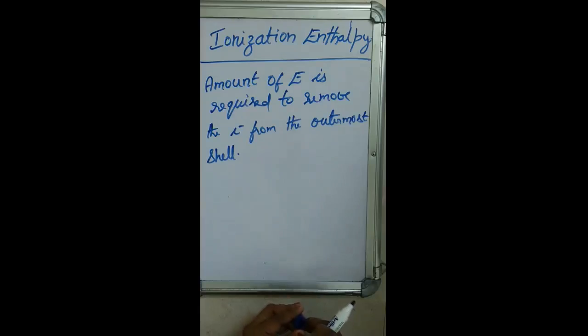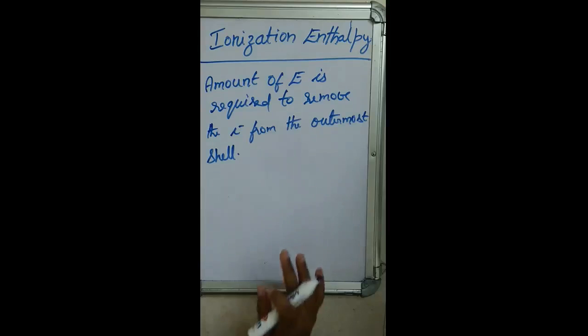In the previous video I already explained atomic radius or atomic size, how it varies in the periodic table, that is down the group and along the period. Now the next property is called ionization enthalpy. What is the meaning of ionization enthalpy? This concept is very important. A question will definitely be asked in the final examination, so you should understand it properly.